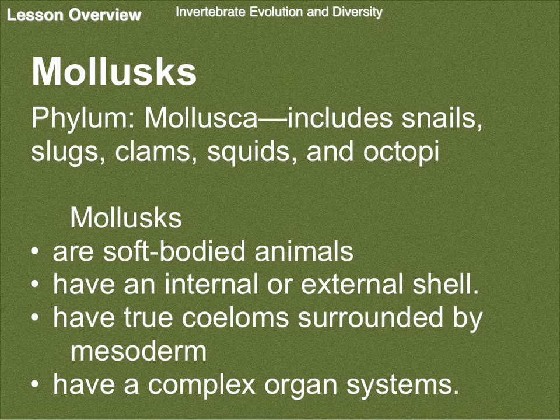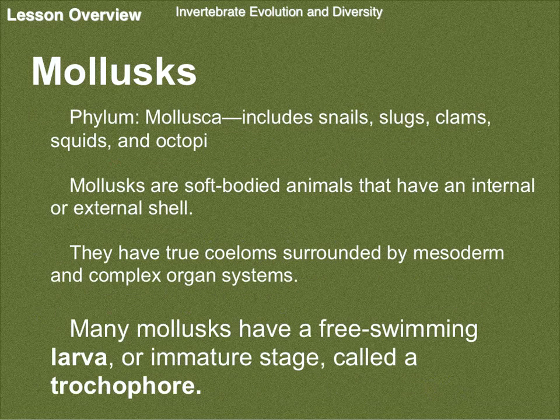So mollusks, if you think of snails, they have an external shell. Okay, slugs do not have anything external. Clams, the shell that you have to get off. Squid have an internal shell, and octopi also have some sort of an internal shell. We think of it more as a cartilage skeleton.